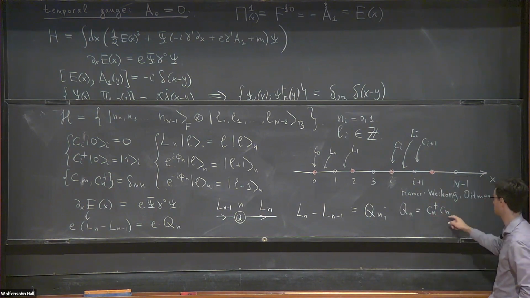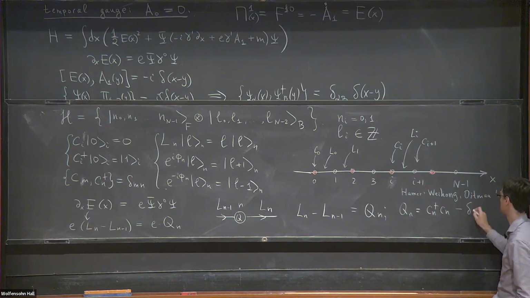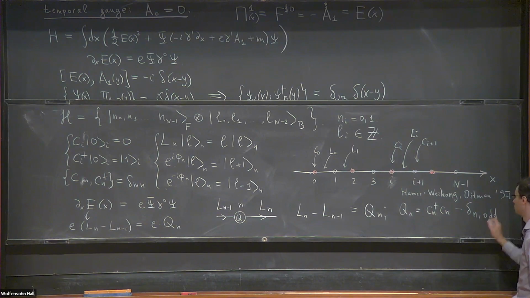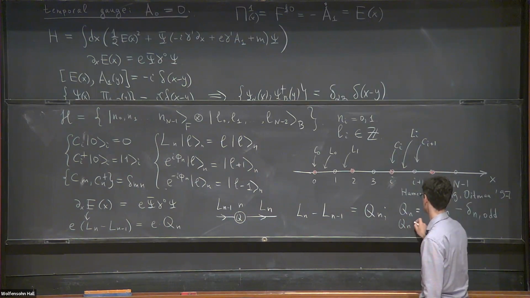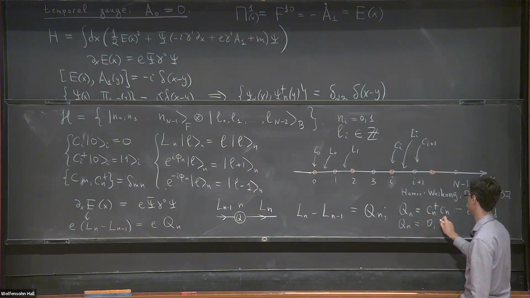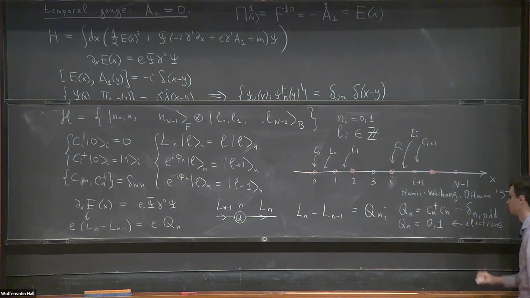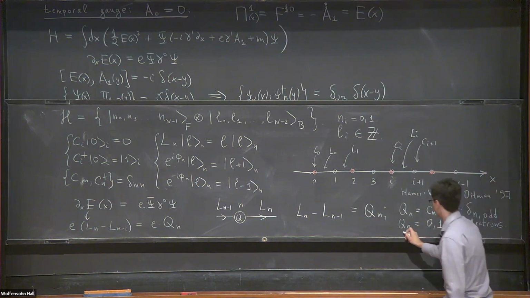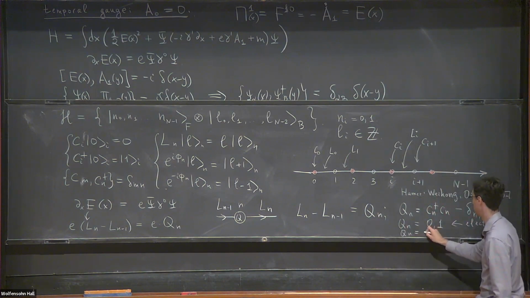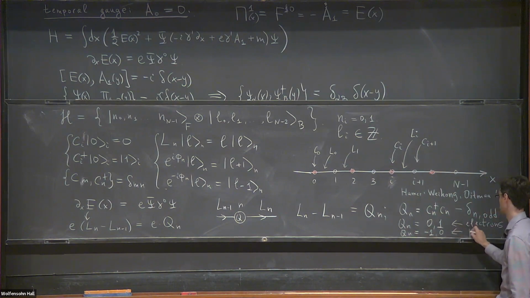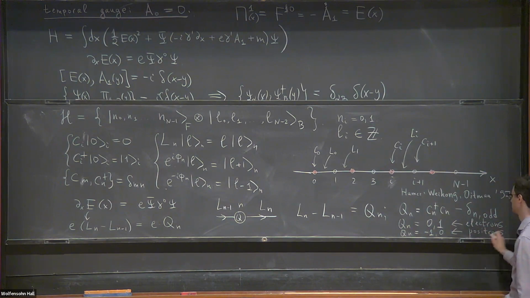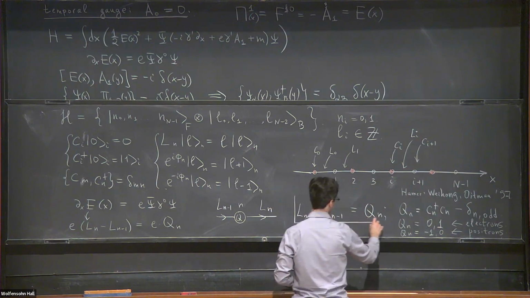This part is natural, but then we have to subtract the Kronecker delta, which is n, comma O, which means that on even sides we have charge which can be 0 or 1, and that corresponds to electrons. But on odd sides, our charge is -1 or 0, and this corresponds to positrons. All right, so this is the Gauss law.